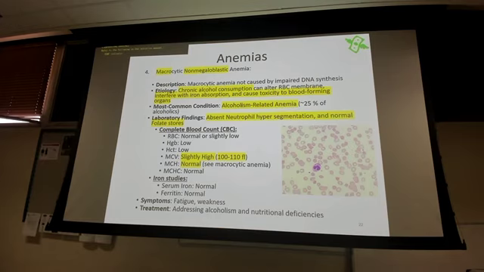Okay, macrocytic normal, non-megaloblastic. This is related to the most common conditions for alcohol-related anemia. You might have that issue in the military. I don't know. Maybe. You'll have a slightly higher MCV. The MCH will be normal.